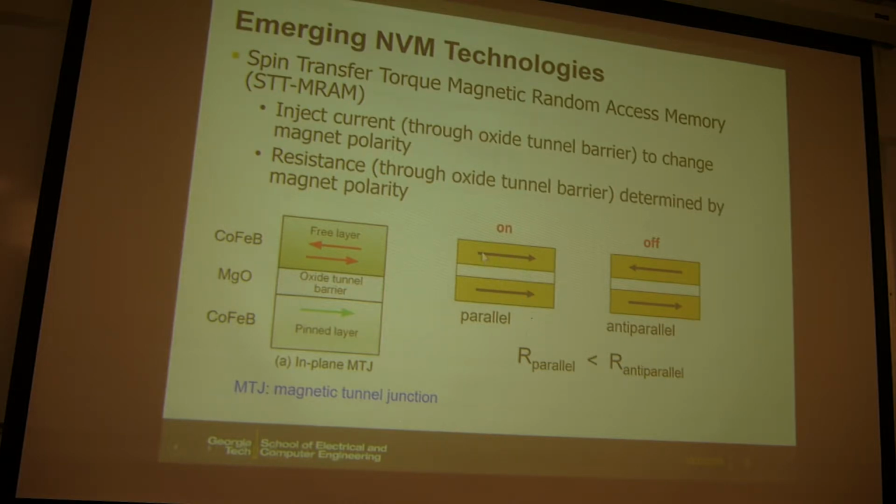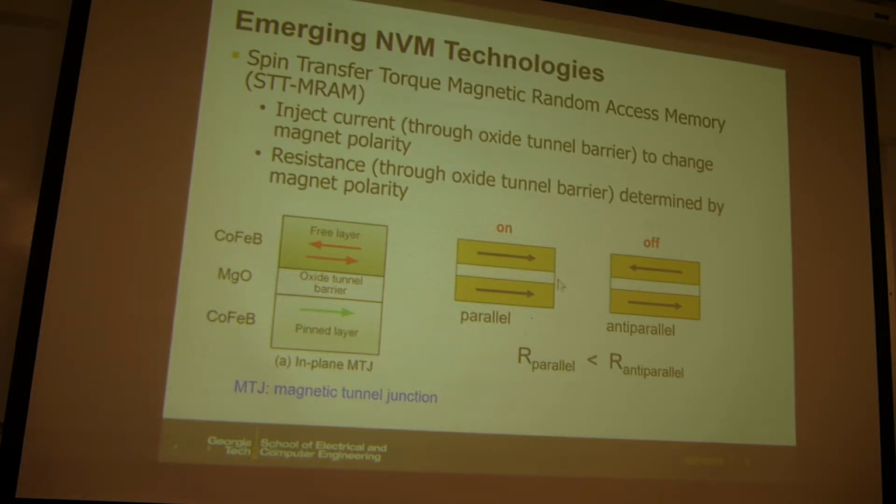That means those two magnets will have the same polarity. Polarity, you can think of it as North Pole, South Pole, right? Magnets. So they have the same polarity. And the other configuration is anti-parallel. That means the top one is switched to the left, and they are anti-parallel.